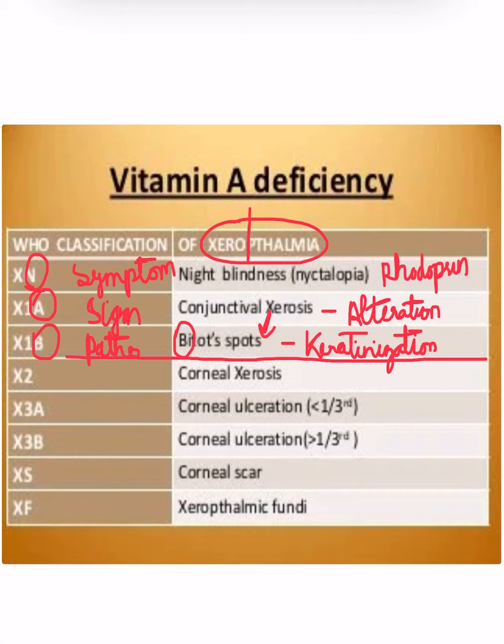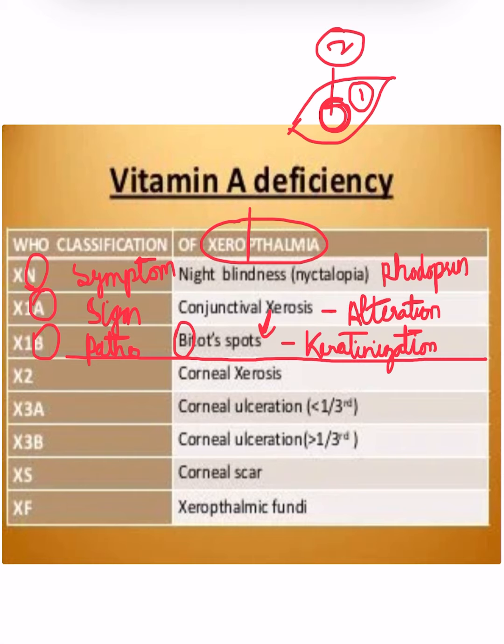And here 2 stands for corneal xerosis. Remember that in the eye, in vitamin A deficiency, the first thing to be affected is the conjunctiva, and the second thing is the cornea, as the staging also goes like that. Here stage 1 is due to the conjunctival changes, and 2 is due to the corneal changes.